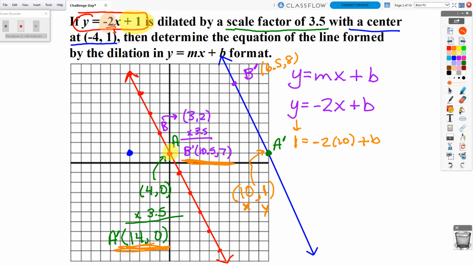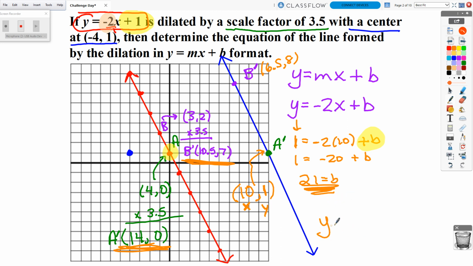And then that's going to allow us to finally solve for the y-intercept, for b. So then this is 1 equals -20 plus b. We're going to add the 20 over to the 1. And hey, look, we do in fact get a large number for the y-intercept.